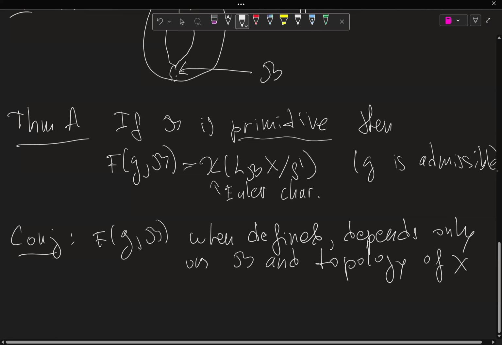Well, if you do have a G admissible metric, if you do have a metric which is admissible, then the right hand side is finite, and these two numbers are the same. So of course these are integers in this case. This is an integer. I have another question, actually.